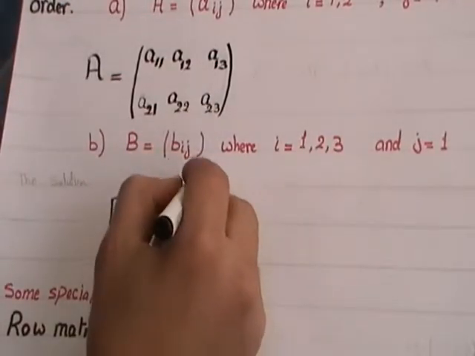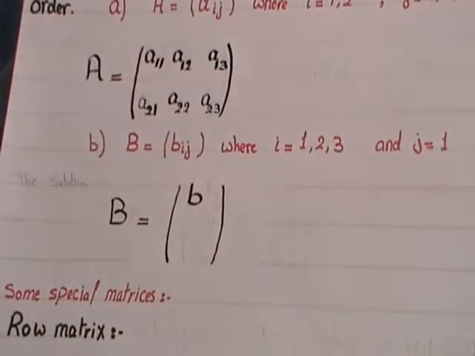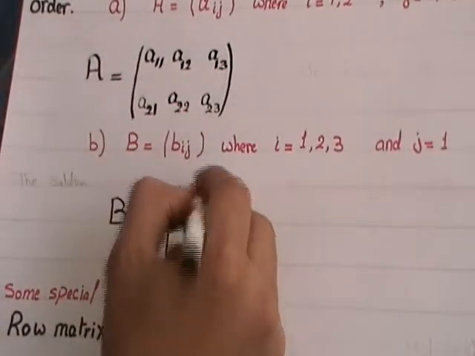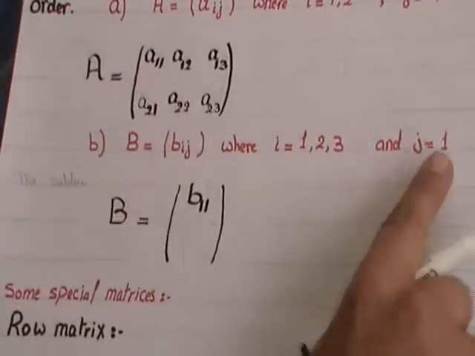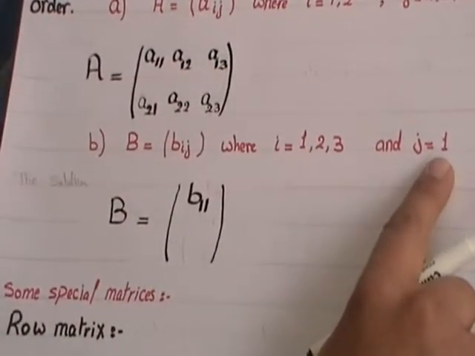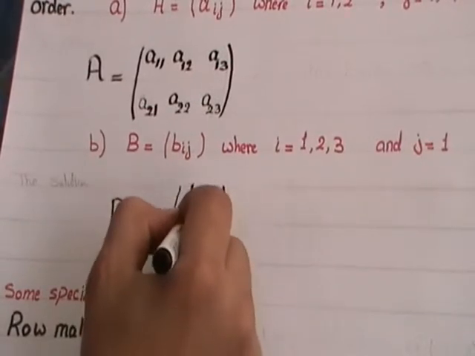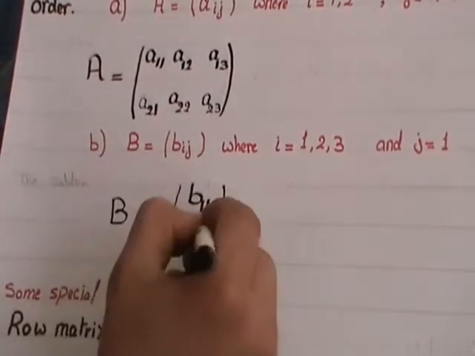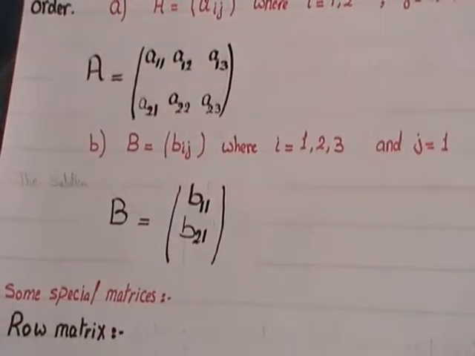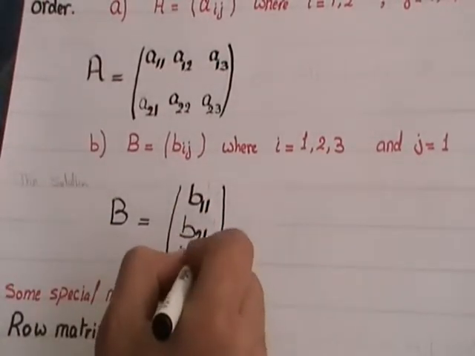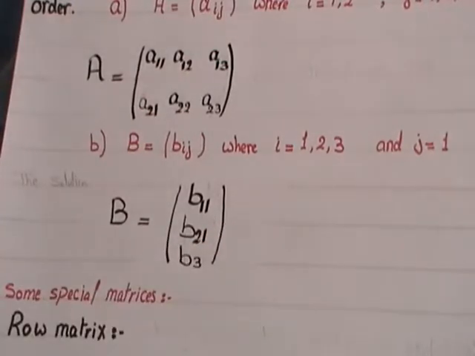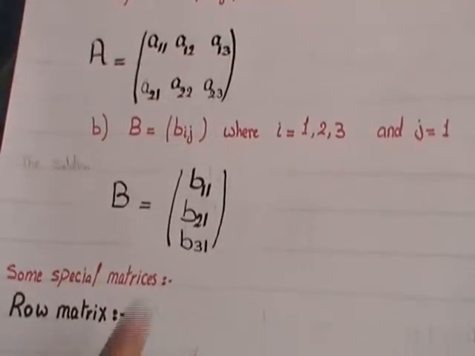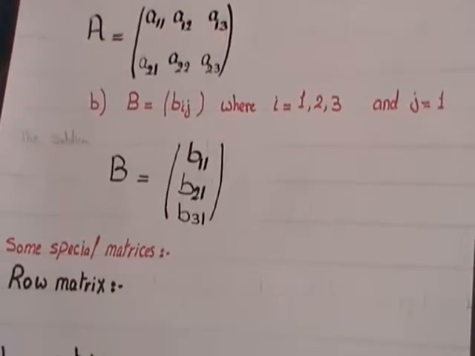We write here small letter b, and then the first row, we write here 1. The first column, we write here also 1. We have how many columns? Only 1 column. So we're going to the second row. The second row, so we write a small letter b, and then the second row, then 2. And the first column is 1. We're going to the third row, small letter b, and then 3 refers to the number of the row, and 1 refers to the number of the column.